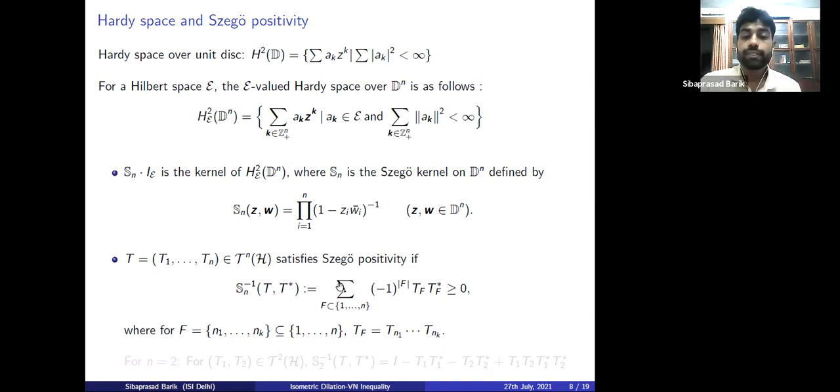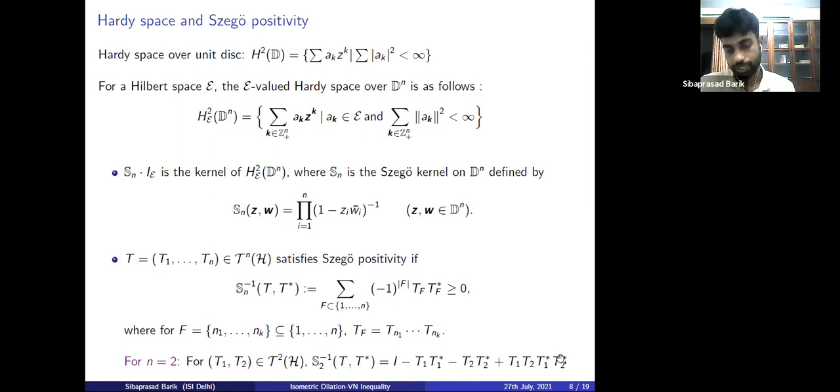Now let us look at how this expression looks in simpler cases. For n equals 2, that means we are considering a pair of commuting contractions T1 and T2, S_2 inverse (T, T star) is nothing but this expression. For the empty set, we have the identity. For singleton 1, we have T1 T1 star, and for singleton 2, we have T2 T2 star, and for the full set 1 and 2, we have this quantity T1 T2 T1 star T2 star. And whenever this expression is positive for this pair, we say this pair satisfies Szego positivity.